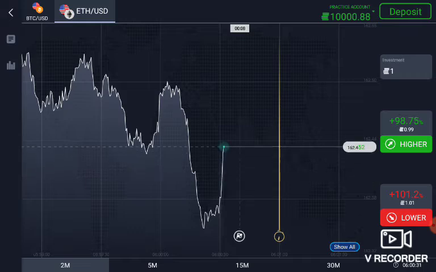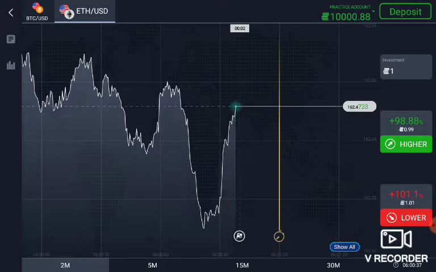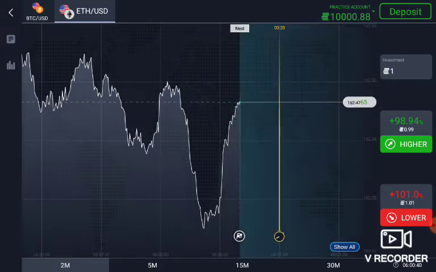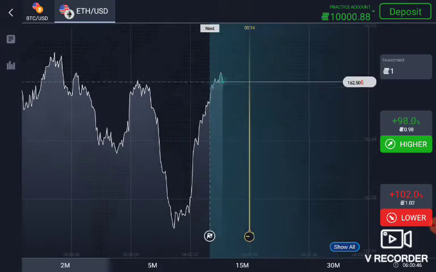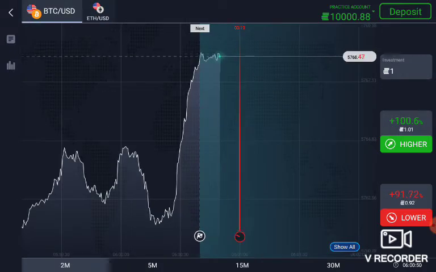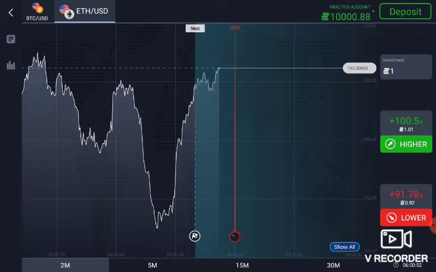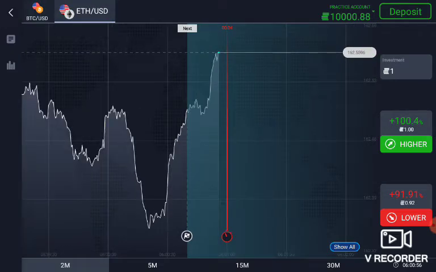So in this instance, on the DragonEx exchange market, what they have done is allowed you an amount of practice coins. As you can see right here, I have 10,000.88, and you can trade in two different assets, one being Ethereum, the other one being Bitcoin. So you can see I'm switching back and forth between the two charts. It's giving you two different outlooks.